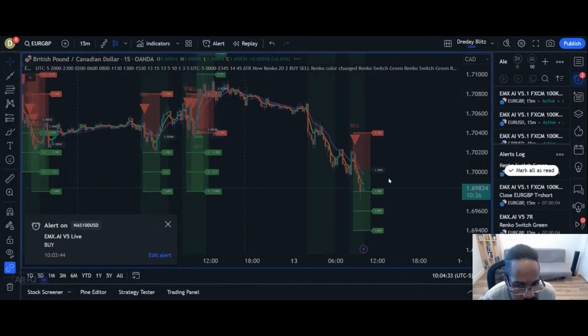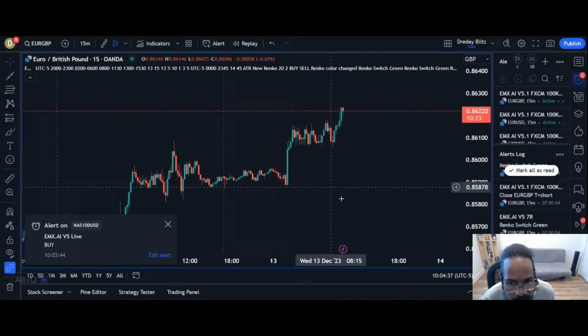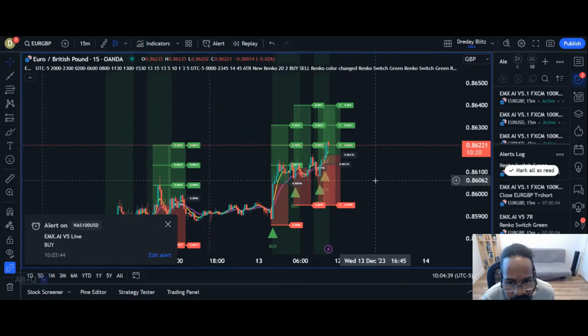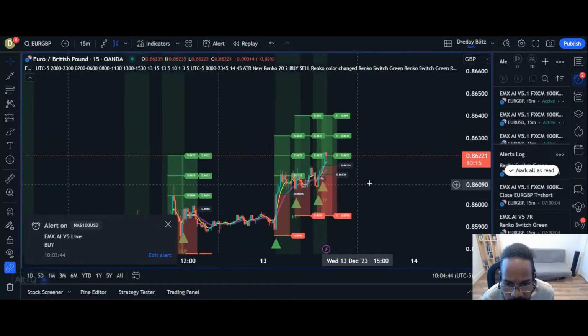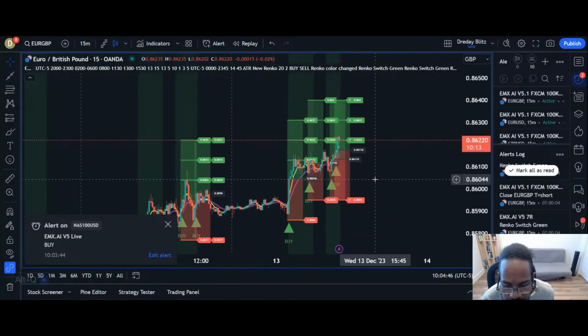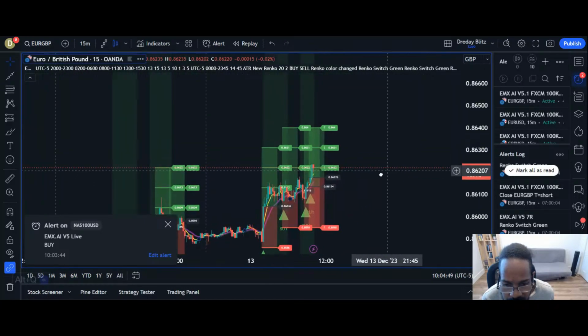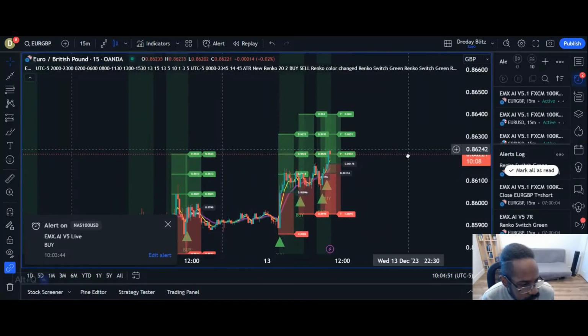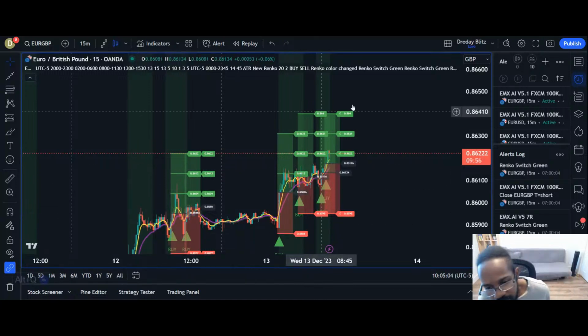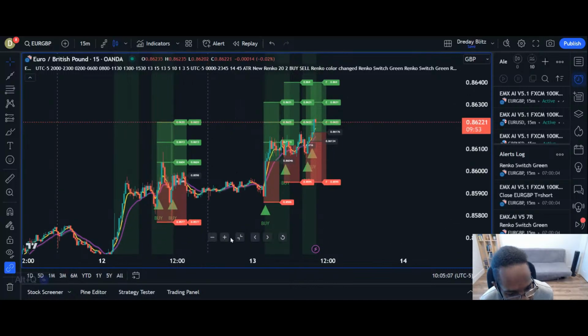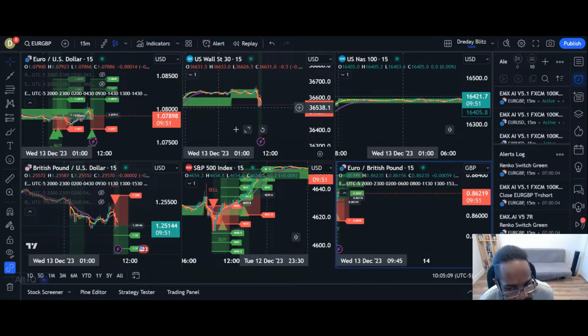Because right now, Euro GBP is bullish. So that means that the British pound is weaker this week for some reason, right? But if we look at the COT data, British pound was greater than the euro, right? So sometimes it's going to do the opposite. So buy GCAD, Euro GBP.